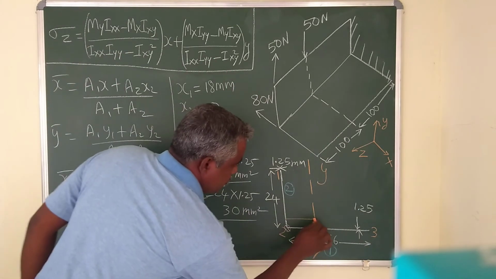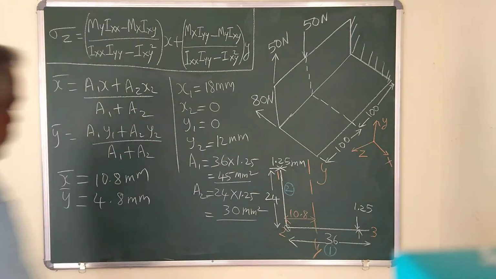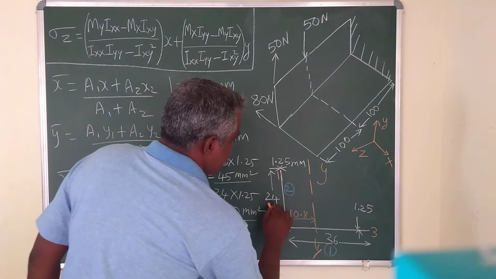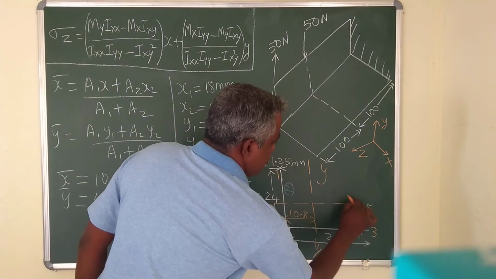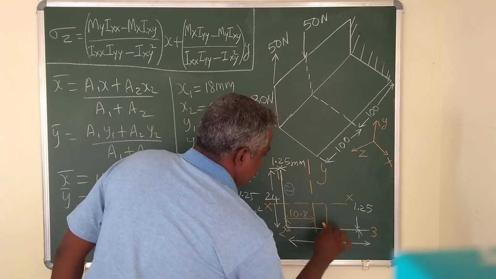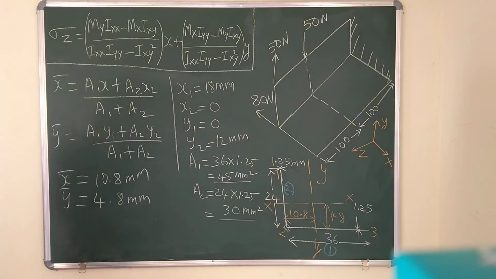That is 10.8 millimeter. Then y bar is above the reference point by 4.8 millimeter. So this is my x-x axis, the location of the x-x axis, which is nothing but 4.8 millimeter above the reference point 2. So now we have located the centroid. Now it is required to find the Ixx, Iyy and Ixy.